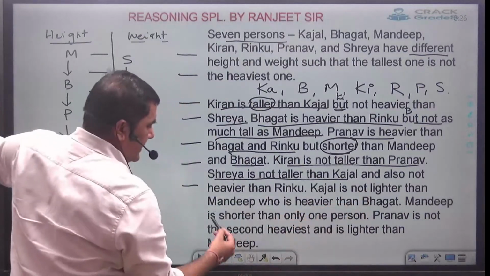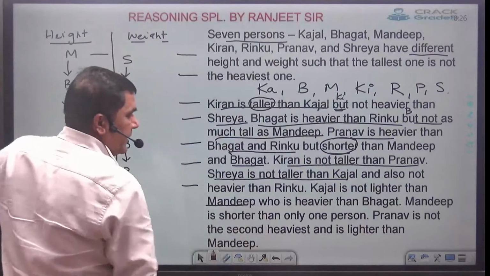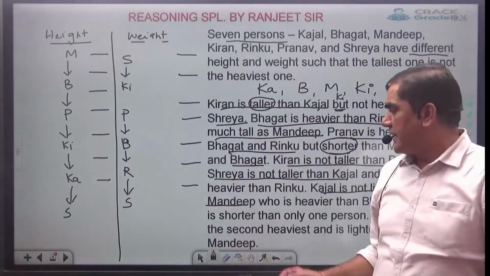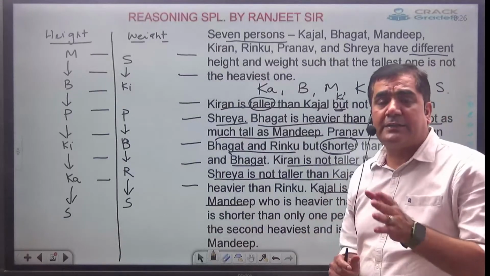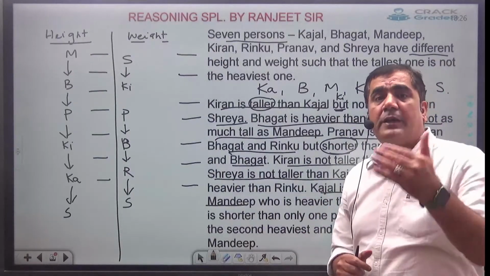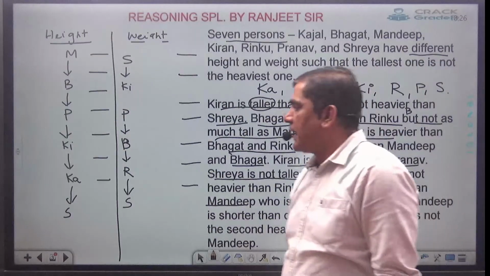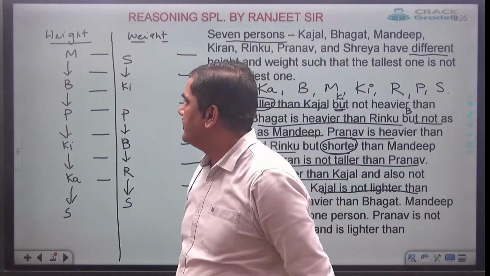Kajal is not lighter than Mandeep. Lighter means what? We are talking about weight. So they are saying Kajal is not lighter, which means Kajal is heavier than Mandeep. Heavier means above. So Kajal should be above Mandeep.